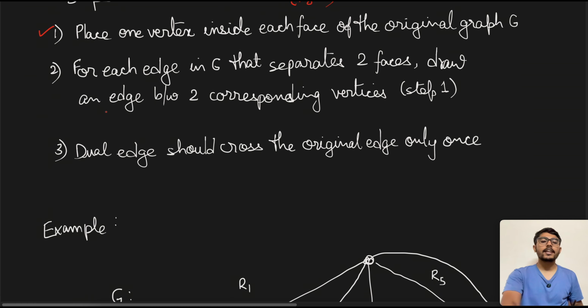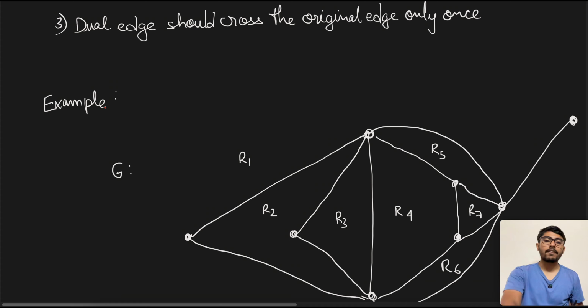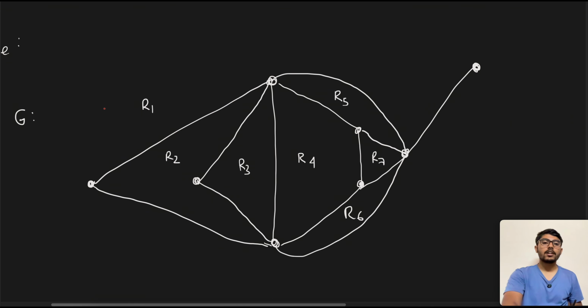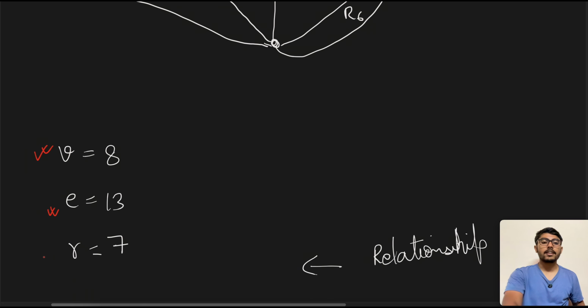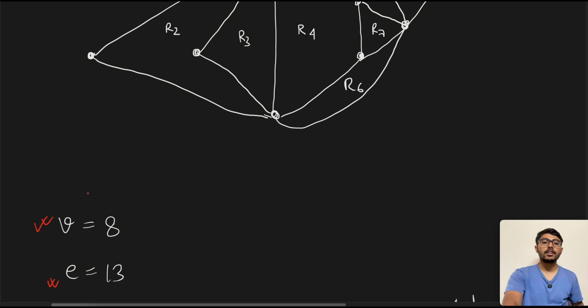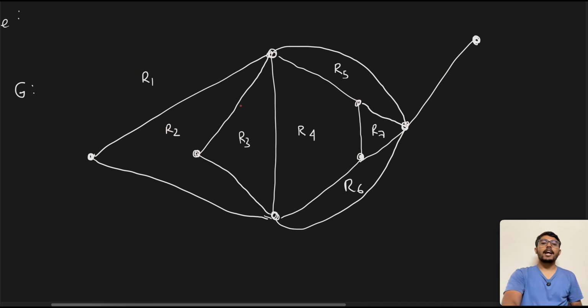Now we'll take a little example. So we have this particular graph here, right. As we can see, it consists of 7 regions, right. We'll see that there are 8 vertices here, 13 edges, and there are 7 regions, right. And amongst these we need to find the dual for this graph.